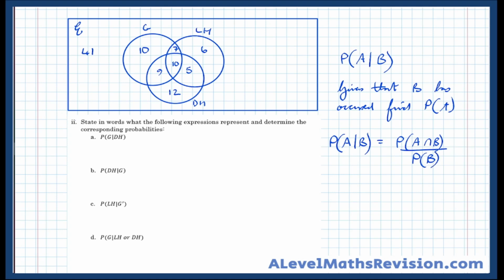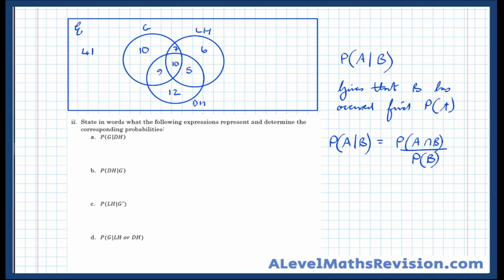And that is given in your formula booklet, but I think there's a better way of thinking about it than using the formula booklet. I'd rather think about it intuitively. I'd rather think about the story that this probability is trying to tell us. So what this is telling us is, given that someone has dark hair, find the probability that they wore glasses.